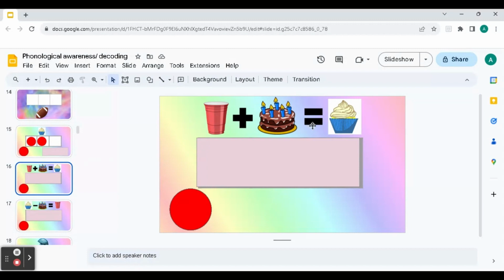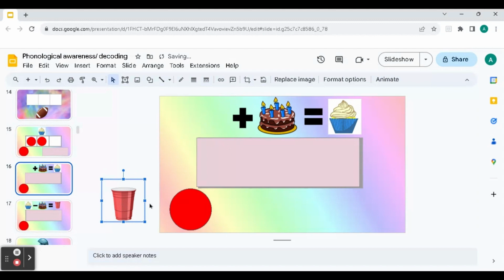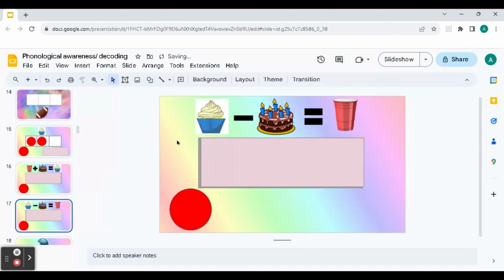So if the word was cupcake, students need to understand that cup plus cake makes cupcake. I could say, say cupcake, but don't say cup. What would my word say? It would say cake. So this is teaching the students how to manipulate the word parts. So the word is cupcake. Cupcake without cake would just be the word cup.